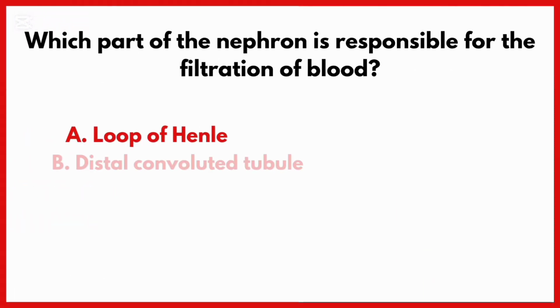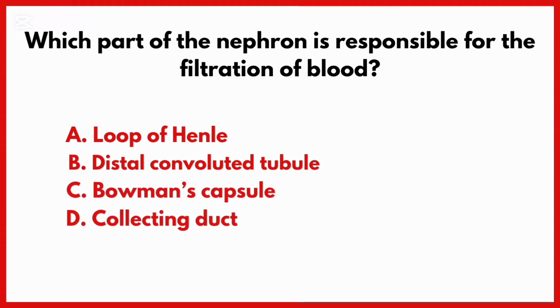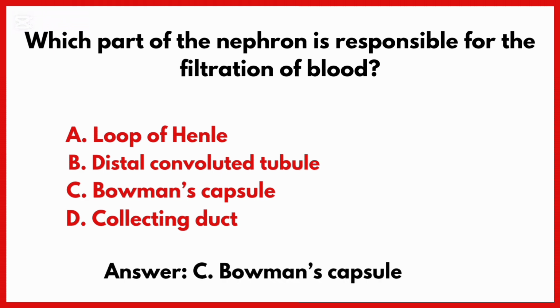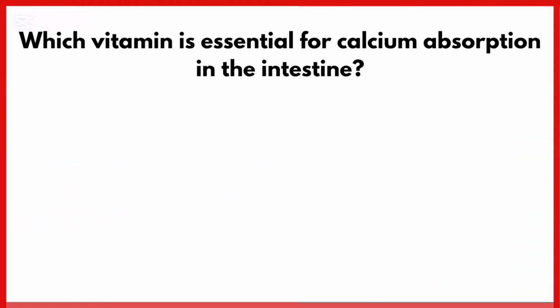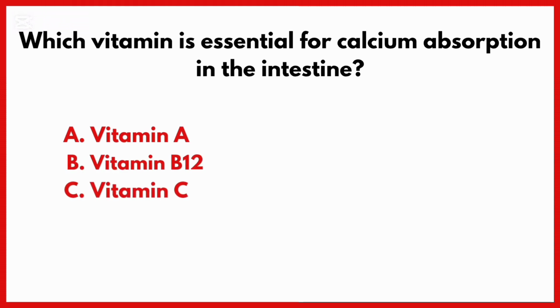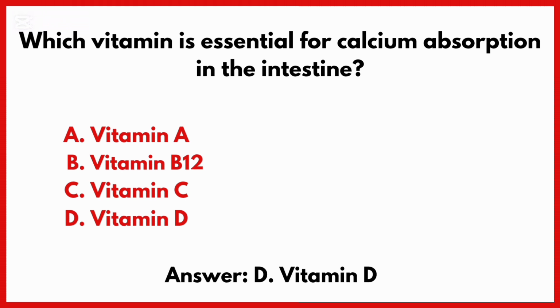Which part of the nephron is responsible for filtration of blood? Correct answer is option C, Bowman's capsule. Which vitamin is essential for calcium absorption in the intestine? Correct answer is option D, vitamin D.